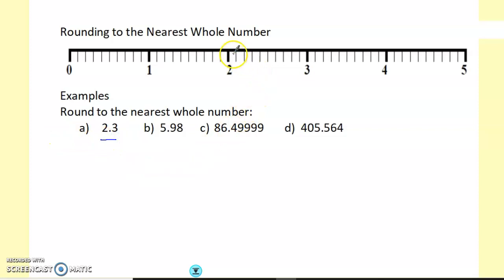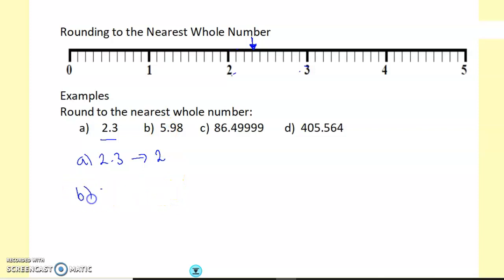The first one I've got is 2.3. So 2, 1, 2, 3. 2.3 is here. Now it's in between 2 and 3, and we're deciding which one it's closer to. You can see in the number line, it's closer to 2. Halfway would be 5. So it follows the same rule as before. 1, 2, 3, or 4, it would round down to 2. 5, 6, 7, 8, 9, it would round up to 3. So this first one, 2.3, would go to 2.